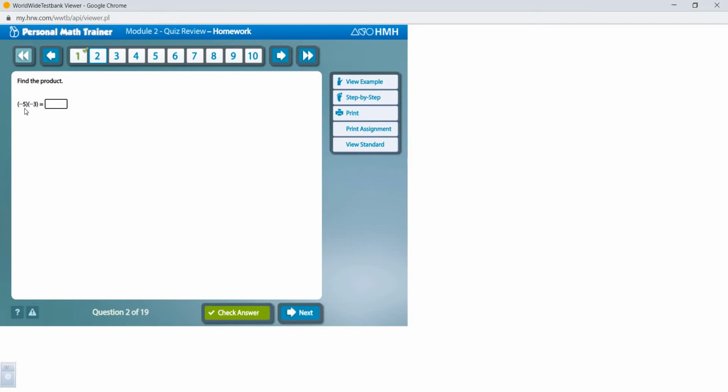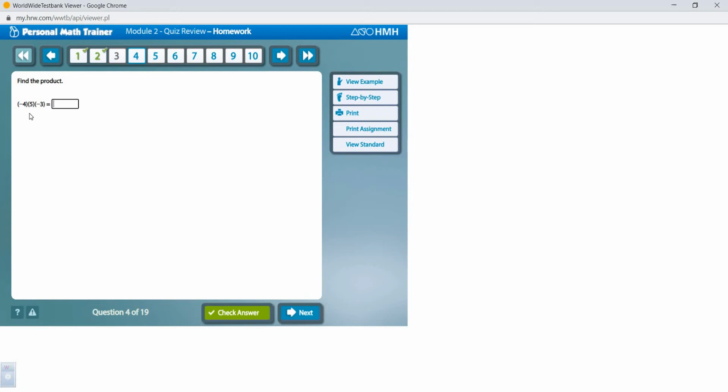Now, if you look at the next one, we have a negative times a negative. A negative times a negative is a positive. We know that now. And 5 times 3 is 15. So the answer is positive 15. Next problem. Hey, look, 2 green check marks. That's a good thing. Once again, a positive times a negative is going to be a negative, right? And 2 times 12 is 24. So this one would be a negative 24.